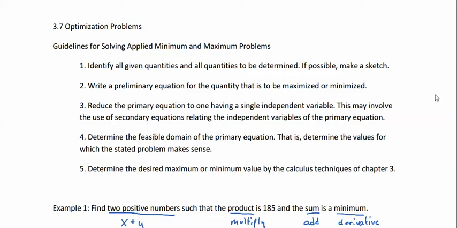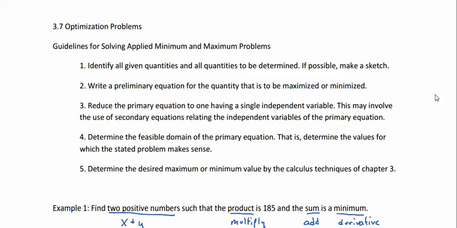Number 3, reduce this primary equation to one having a single independent variable. For now, in Calculus 1, we work with one variable at a time. When you get to Calculus 3, you work with multivariable derivatives and integrals. But for now, we must have a single independent variable. This may involve the use of secondary equations relating the independent variables of the primary equation.